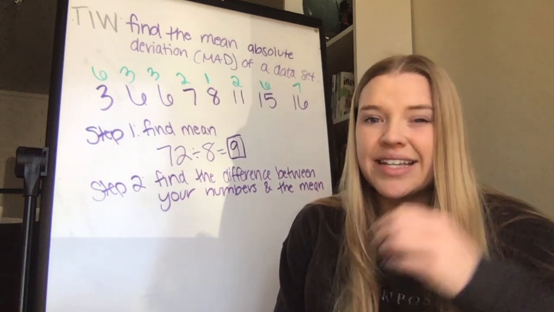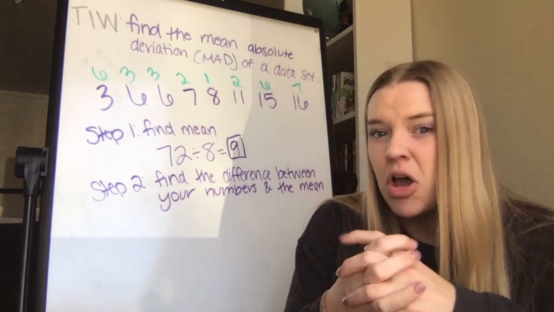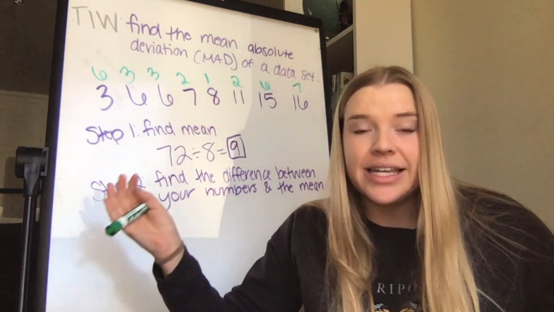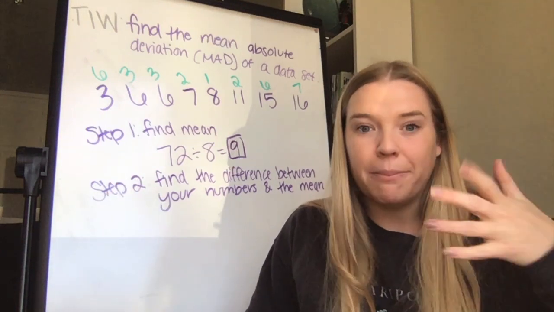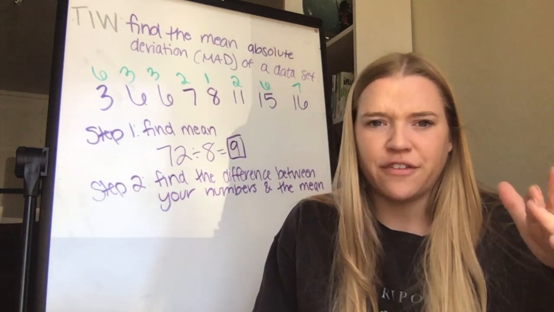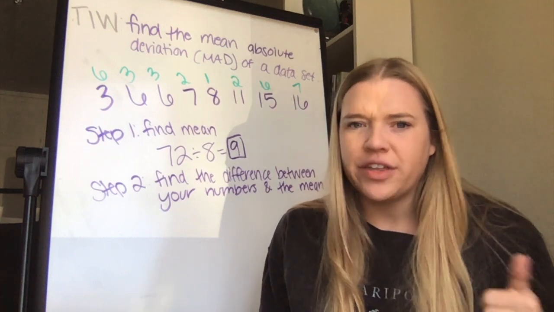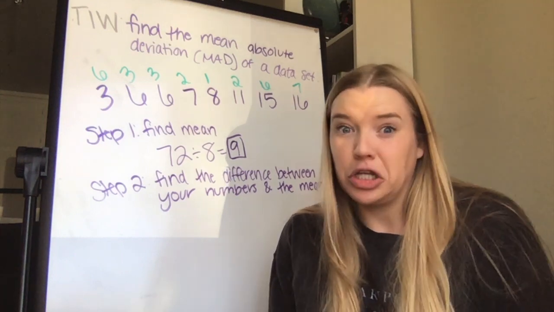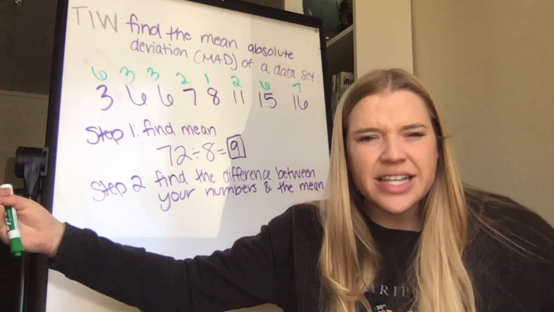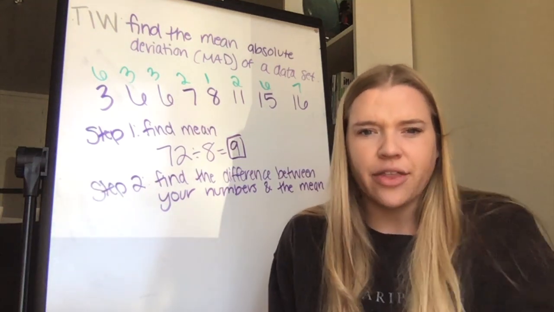We're just trying to see, is everybody's answer kind of the same, or does everybody have completely different answers? That's exactly what MAD is trying to figure out: how different are the answers in this data set? Is there a huge range in this data set, or are they all pretty close together?